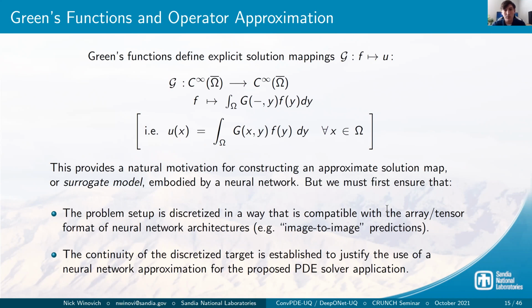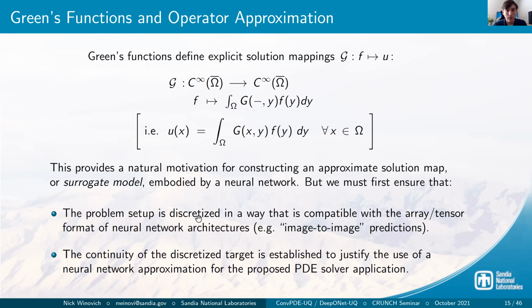So in at least specific cases, we can think of these Green functions as defining an explicit solution mapping, which is defined by a convolutional integral operator. And this convolutional integral operator, as the name suggests, motivates the idea that perhaps we can apply some type of convolutional filter to approximate this, or some series, since we need nonlinearity.